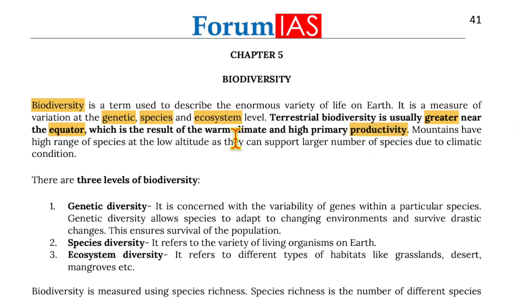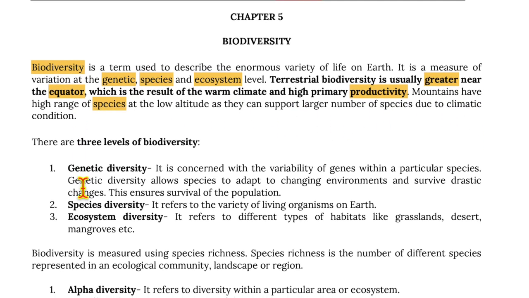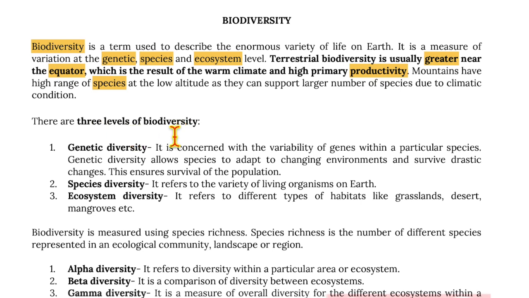productivity. Mountains have a high range of species at low altitude as they can support a larger number of species due to climatic conditions. Moving on, there are three levels of biodiversity, that is genetic biodiversity, species diversity, and ecosystem diversity. Genetic diversity is concerned with the variability of genes within a particular species. Genetic diversity allows species to adapt to changing environments and survive drastic changes. This ensures survival of the population.